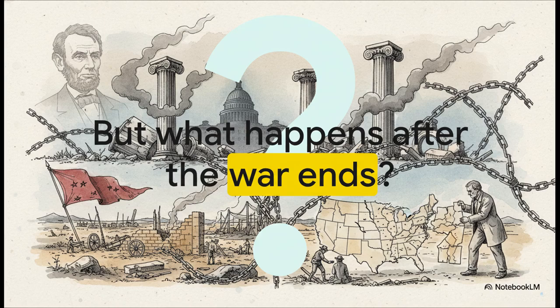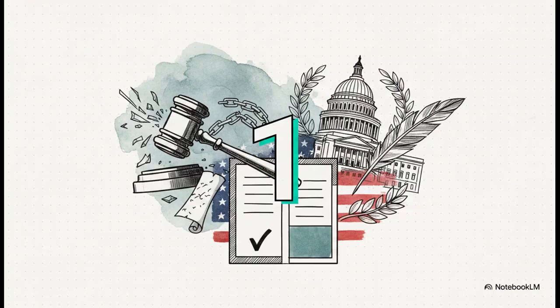What happens to a deeply fractured nation after the war is won, but its leader is suddenly gone? The country was technically reunited on paper, but culturally and politically, it was entirely broken. Vice President Andrew Johnson, a Southerner born into poverty who had sided with the Union during the war, suddenly found himself in charge of trying to put all these broken pieces back together. Well, it didn't go smoothly.